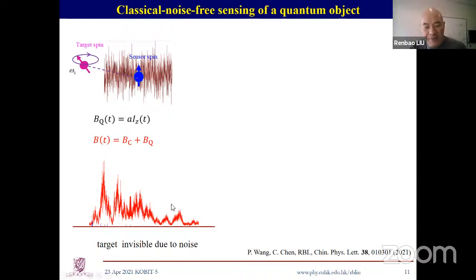But remember, if you look at the higher order correlation functions, the quantum object could have different kinds of correlation functions, but the classical noise can only have anti-commutator correlation functions.